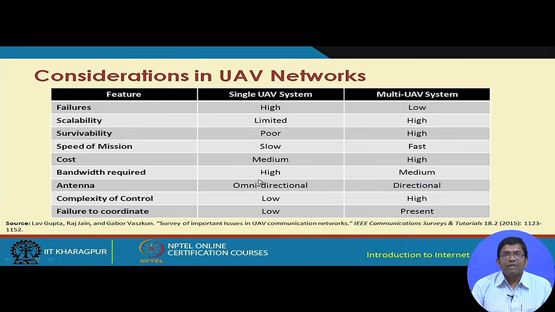In terms of the bandwidth requirement, over here it is high, whereas in a multi UAV system the bandwidth requirement is medium. In the case of antennas, the antennas over here are omnidirectional, whereas in a multi UAV system the antennas are directional. In terms of the complexity of control, it is low in a single UAV system but high in a multi UAV system. In terms of the failure to coordinate, it is low in a single UAV system, and in a multi UAV system it is present.